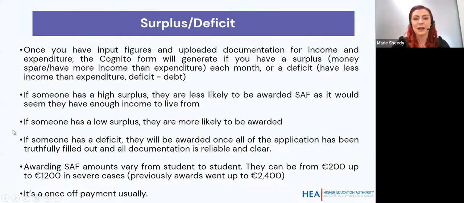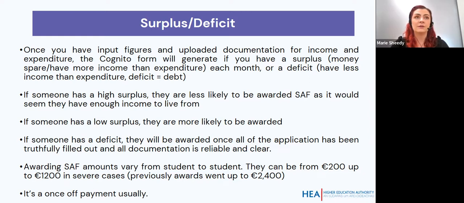Once you've gotten through the application to this point, your form will show you between income and expenditure if you have a surplus or a deficit. And what that essentially means is a surplus is if you have money left over, you have more income than expenditure. A deficit means you have less income than expenditure.